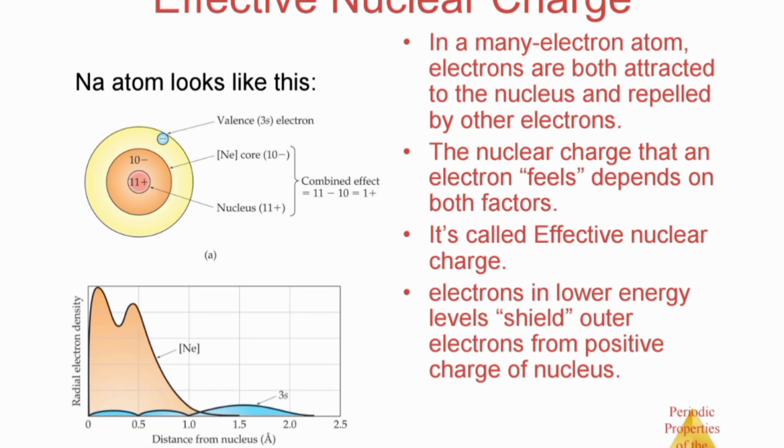Electrons in lower energy levels shield outer electrons from the positive charge of the nucleus. These are inner electrons. This is the shielding effect. Electrons in low energy levels here shield the outer electron, this one, from the positive charge of the nucleus.